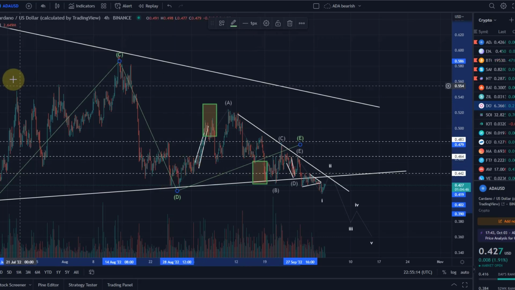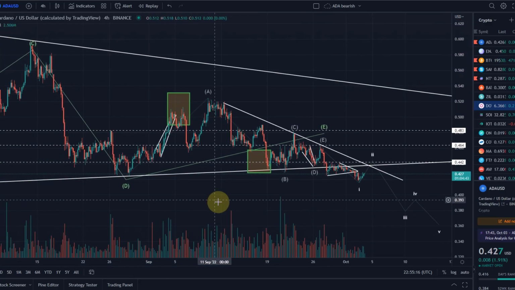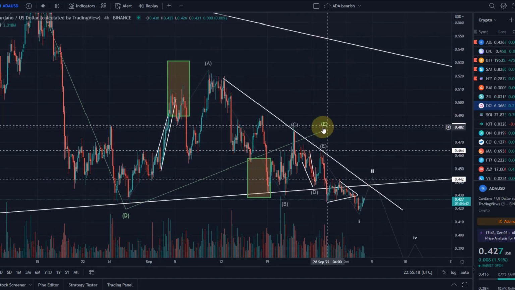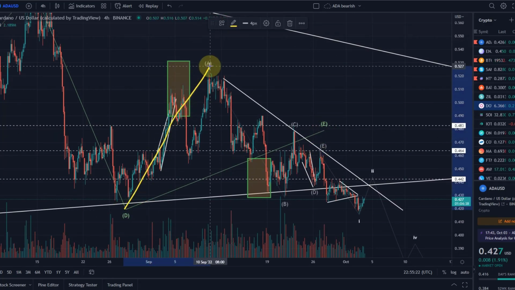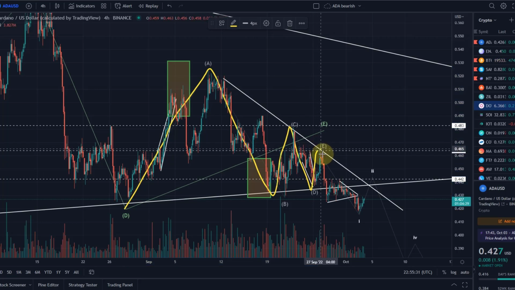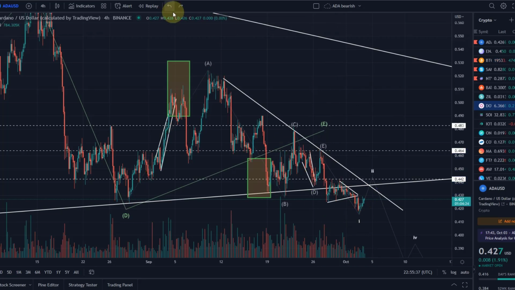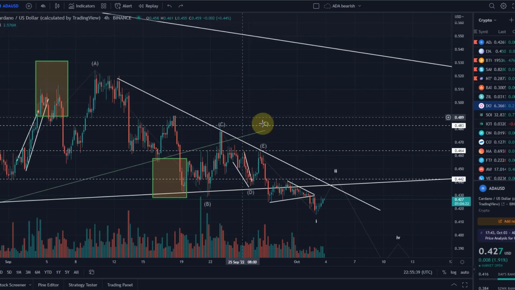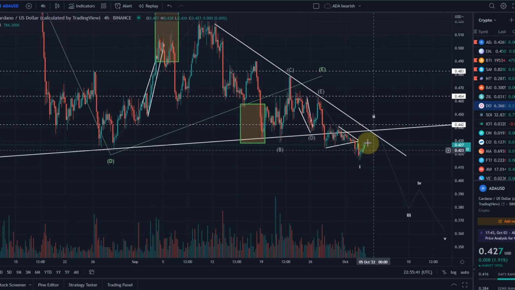And you can easily see that if we zoom in, you can see the subwaves of that wave E here in gray. So wave A here, wave B down here, wave C up here, wave D down here, wave E up here at 46.5 cents. And then now we are coming down in a wave 1 and make a wave 2. So this looks much, much better. I'm sure you will agree. And all we're doing now is waiting for the breakout to the downside.